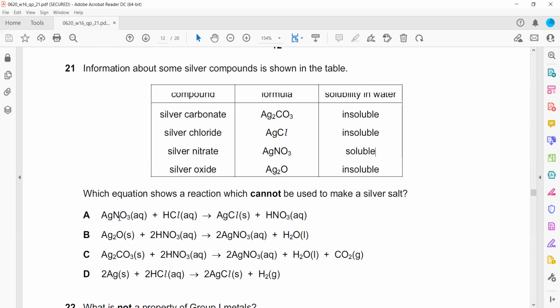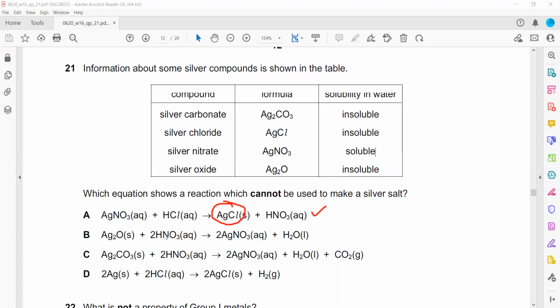So when we add aqueous silver nitrate to hydrochloric acid, it will form silver chloride. So this will produce silver chloride, AgCl, which is solid. So we can remove it, because when we mix the two solutions, a solid is formed. This solid is called a precipitate, and we can remove this precipitate by filtration. So we can use this method to obtain silver chloride.